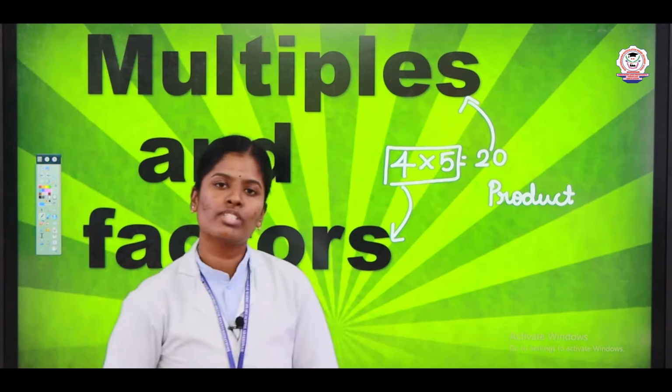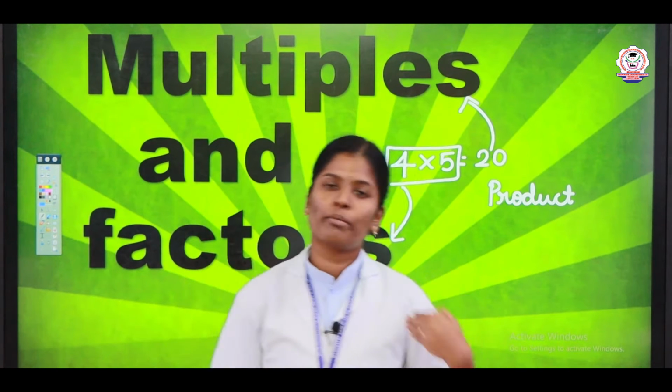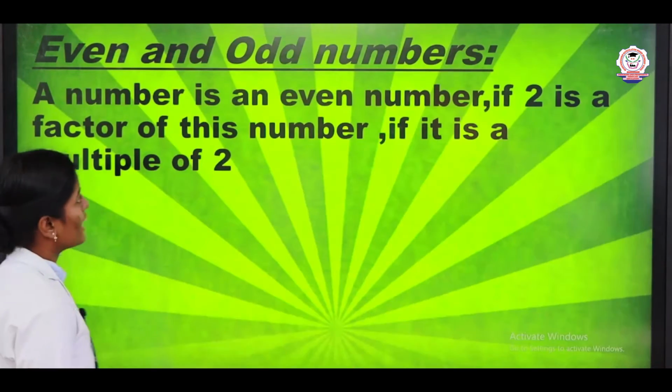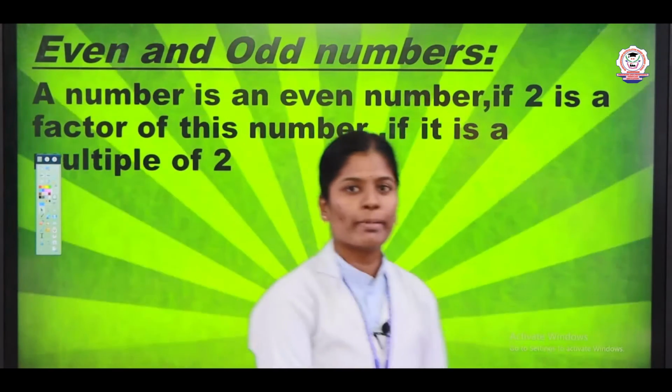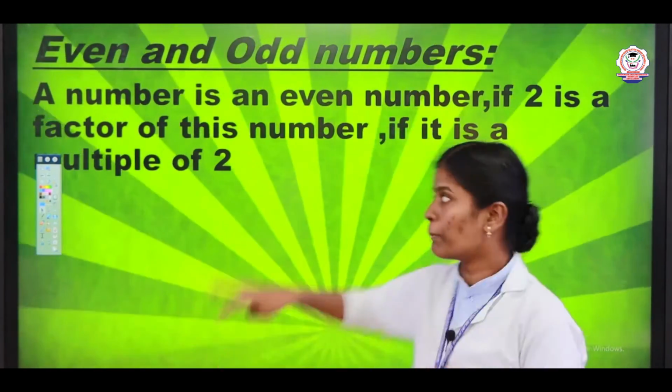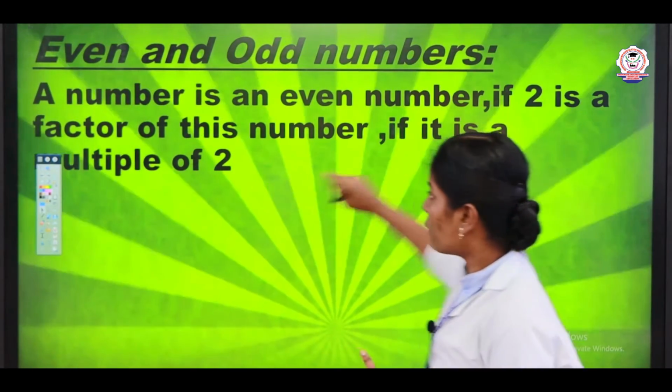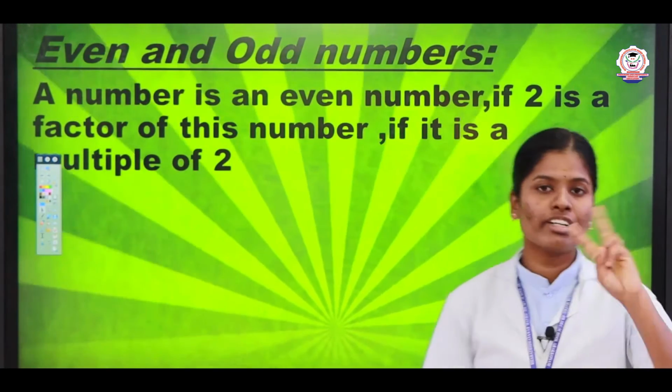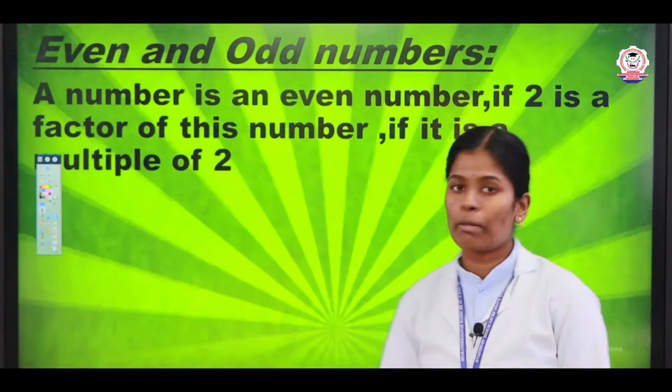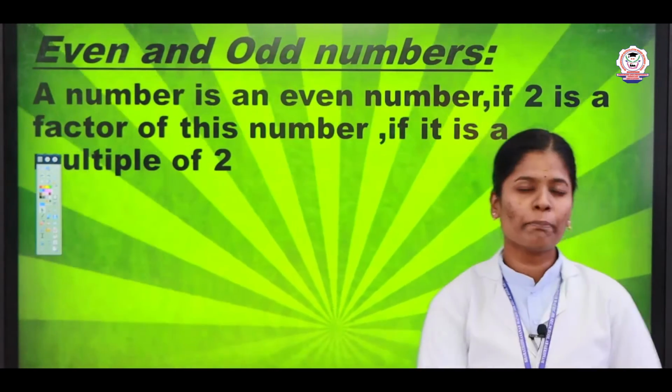Now we are going to see even and odd number related problems. Listen here. Even and odd numbers. First we are going to see the even numbers. A number is an even number if 2 is a factor of the number, and then it is a multiple of 2.